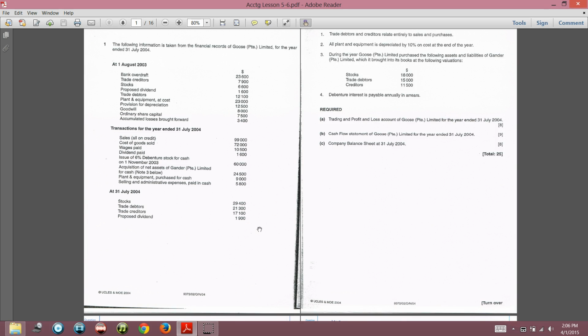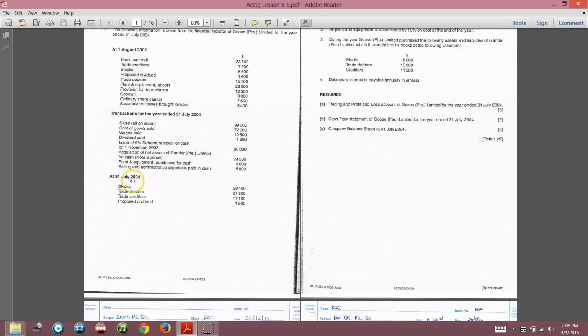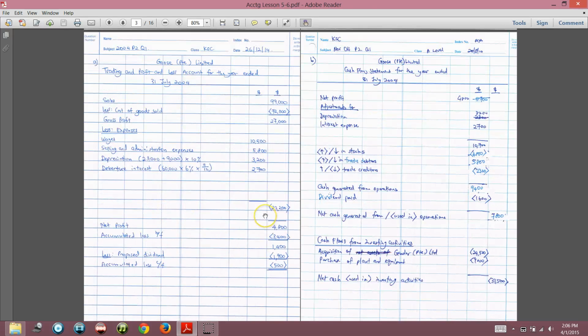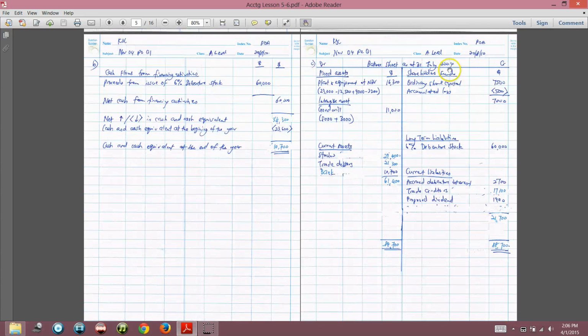So what you should do is have your question paper in front of you. Okay, you see at 31 July 2004, I have all these balances. Now in my balance sheet as at 31 July 2004, I would have laid out, and it will be easy for me, stock, I would just put inside current asset 29400, trade debtors 21300, trade creditors I'll put under current liability 17100. Doesn't matter, these figures can be in any order. You can put trade creditors first, then accrued debenture interest next. So trade creditors is 17100.